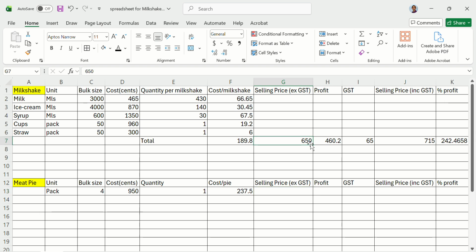Now you could drag this down. Selling price, we do have to pick what that is. Let's say you'll sell your pies for $5. We've got that, and then you run the formulas the same way. Okay, hope this helps.